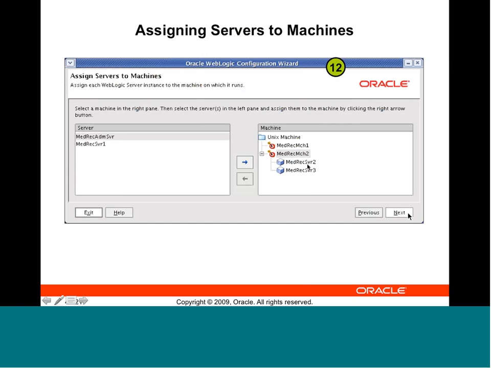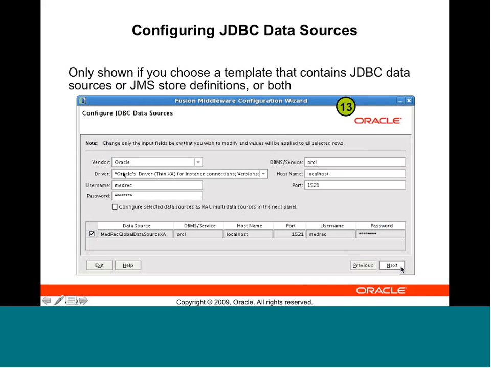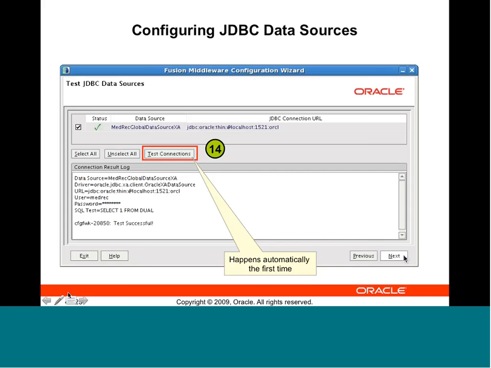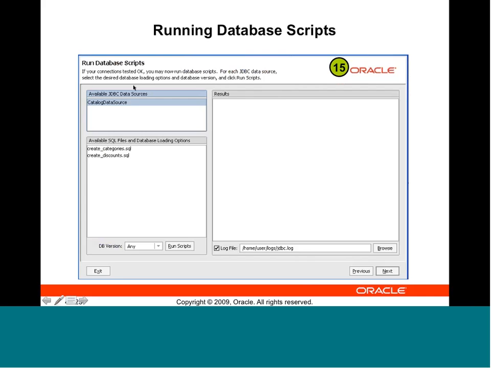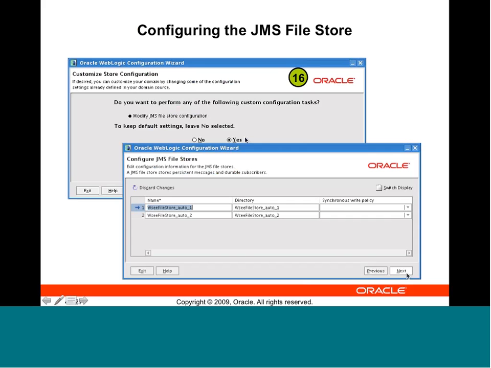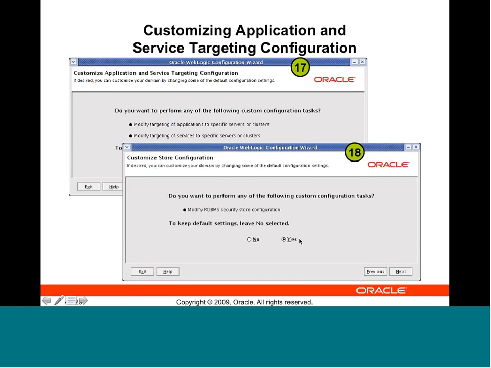Then configure JDBC data source. You are specifying which database you are using, what is the URL, what is the port at which that database server is running, right? What is the service name. Apart from this, you can select other servers as well. It depends on you, like what server, what database you are using. Test connection to the database and then run the database script. Configure the store. If you see WebLogic store, this is for JMS, which we will see in greater detail. Customize applications.